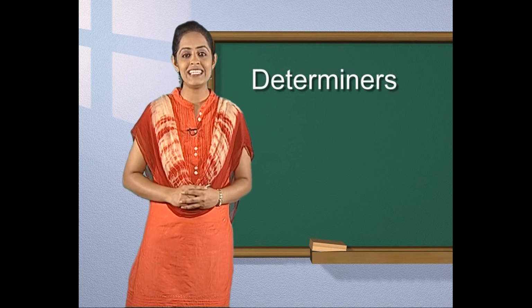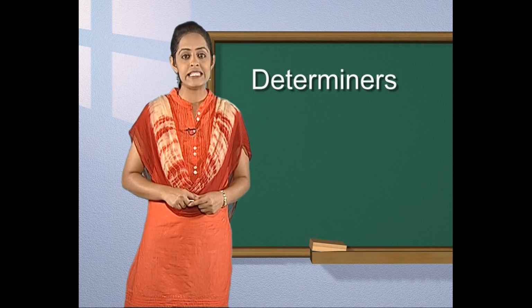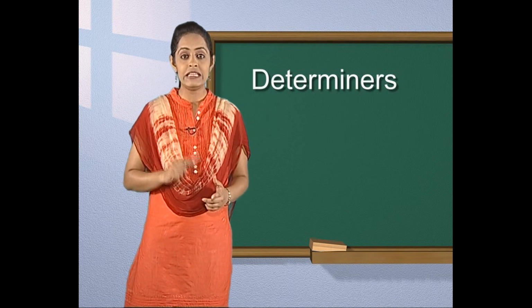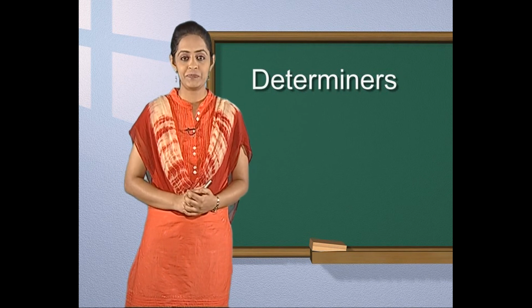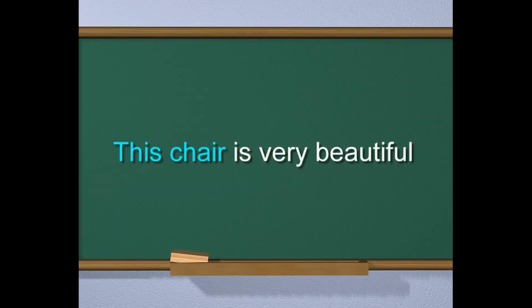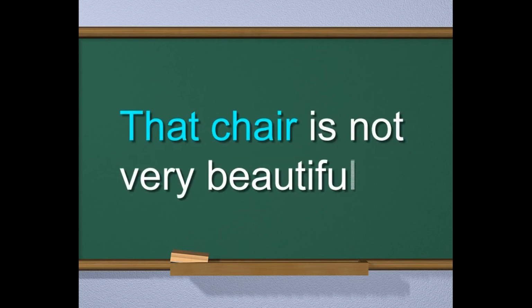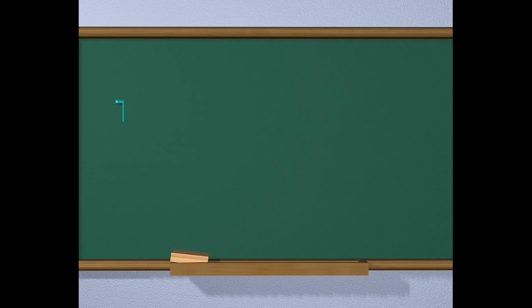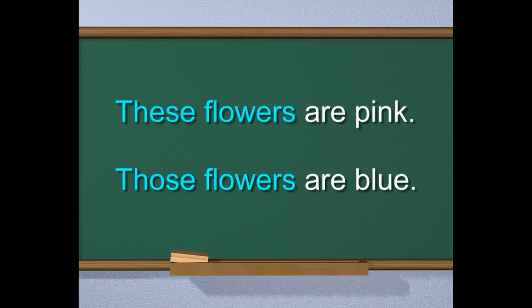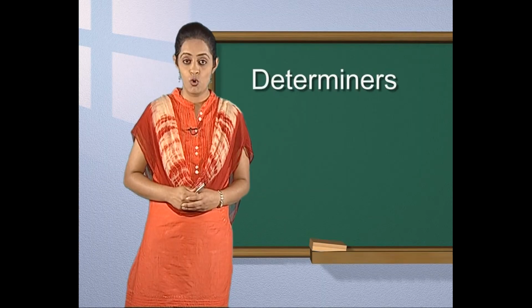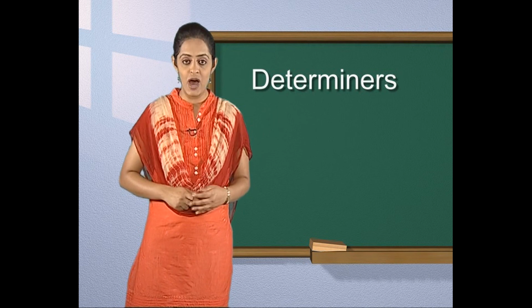ਅਖੀਰ ਵਿੱਚ ਅਸੀਂ ਕਿਸ ਨਤੀਜੇ ਤੇ ਪਹੁੰਚੇ ਹਾਂ? This ਅਤੇ that singular ਹਨ, ਜਦੋਂ ਕਿ these ਅਤੇ those plural ਹਨ. Look here. This chair is very beautiful. That chair is not very beautiful. These flowers are pink. Those flowers are blue. So, a determiner is always followed by a noun.